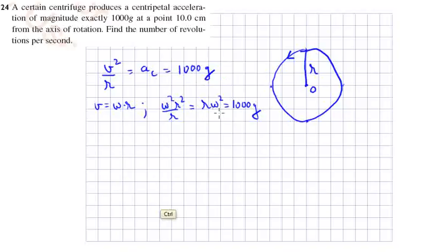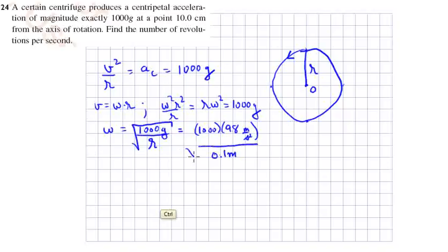From this latter equation, r omega squared is equal to 1000 g. I can conclude that omega is the square root of 1000 g divided by r. In other words, that's 1000 times 9.8 meters per second squared over 10 centimeters. Well, 10 centimeters is a tenth of a meter, and I want the square root of that.